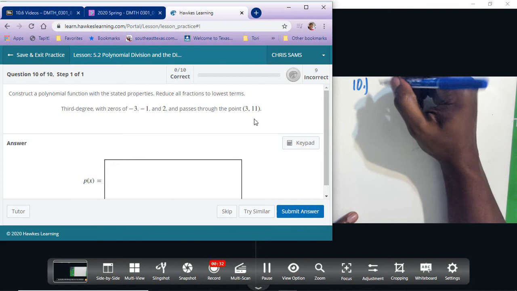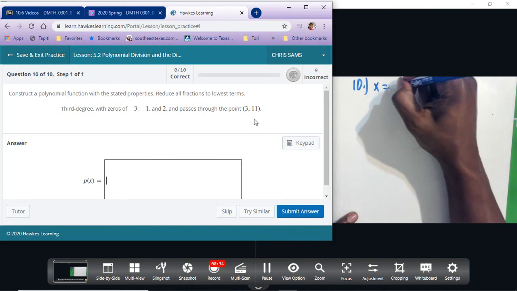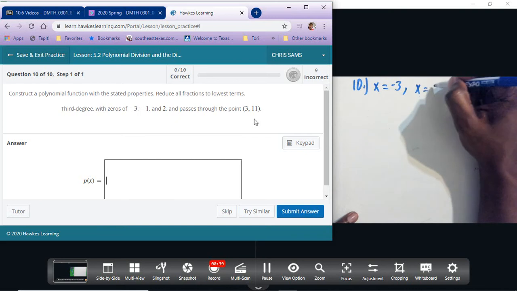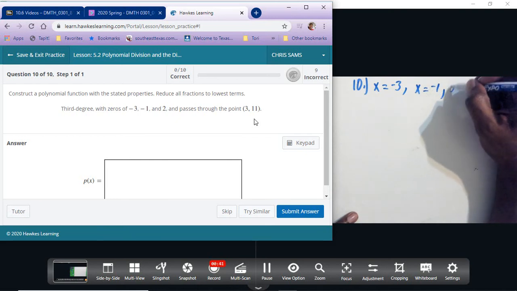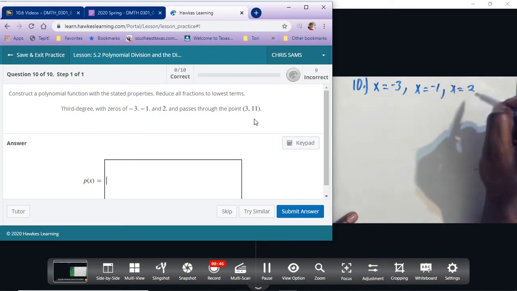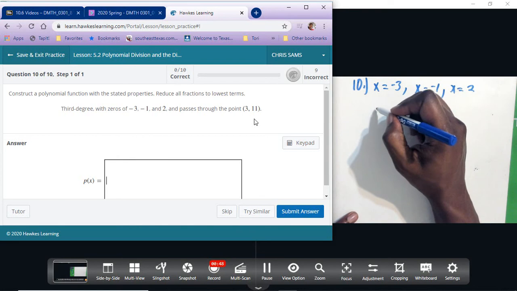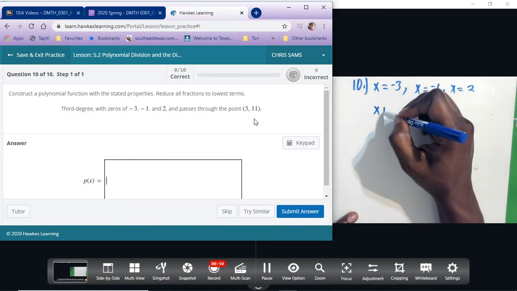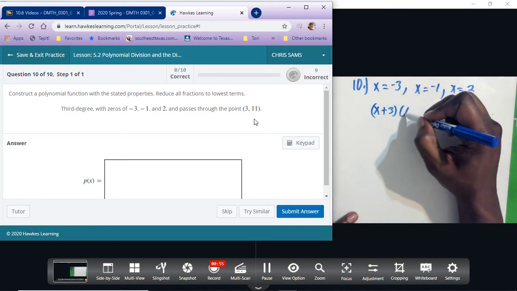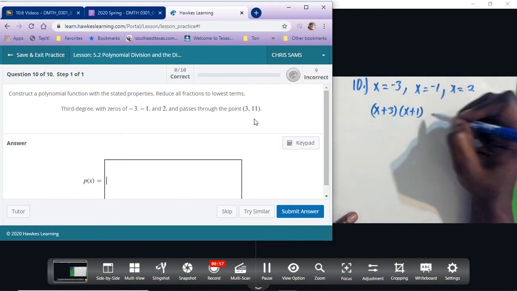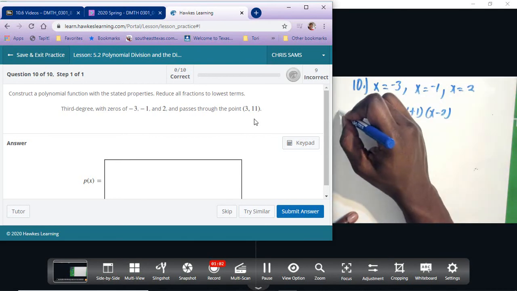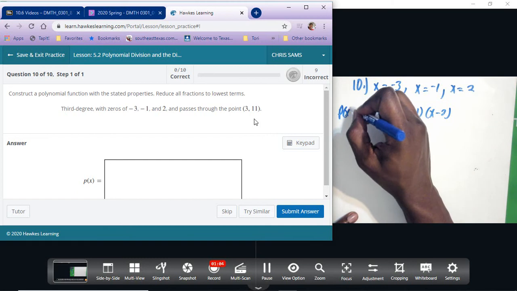So my zeros are x equals -3, x equals -1, x equals 2. We're going to undo this and move these terms over. So this will give me a term of x plus 3, and then this will give me a term of x plus 1, and this will give me x minus 2. So our function p of x, f of x, is this.